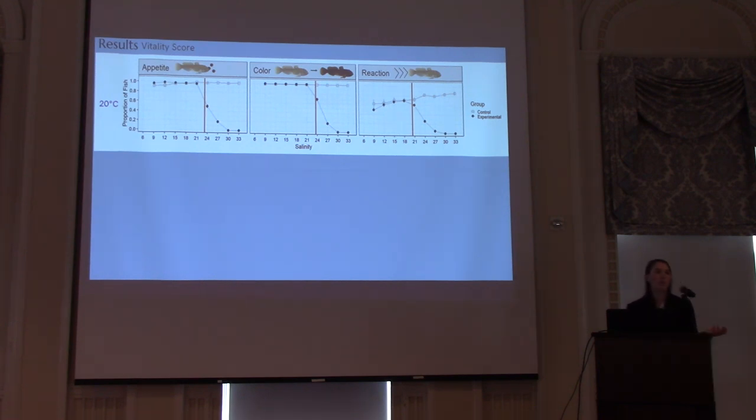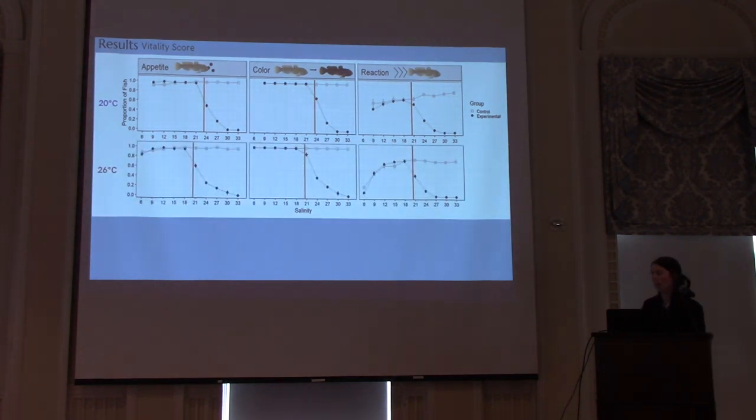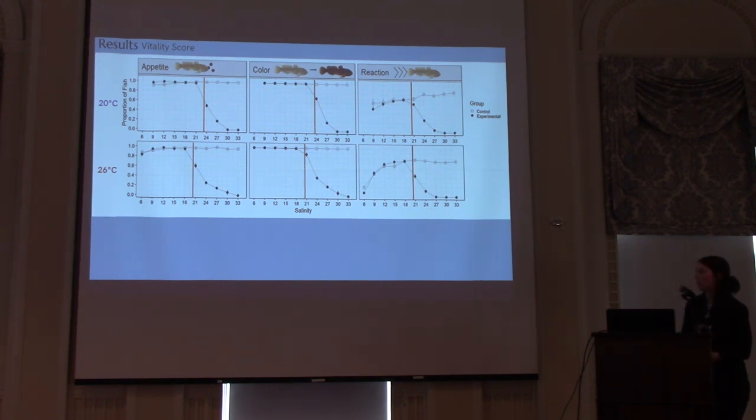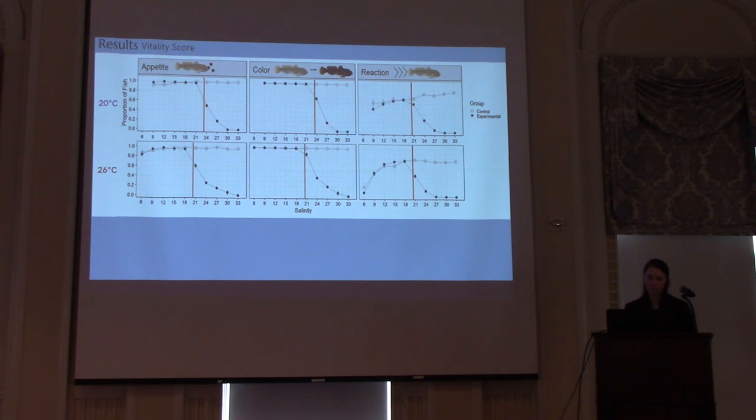So we can compare this bioenergetically optimal temperature treatment to our warm water treatment tank, and we see that the curves are very similar. However, they've shifted to the left 3 parts per thousand. So we see a decline in appetite at 21, a slight decline in coloration, but a pretty significant drop at 24, and then once again a drop at 21 parts per thousand in reaction for that warm water treatment.